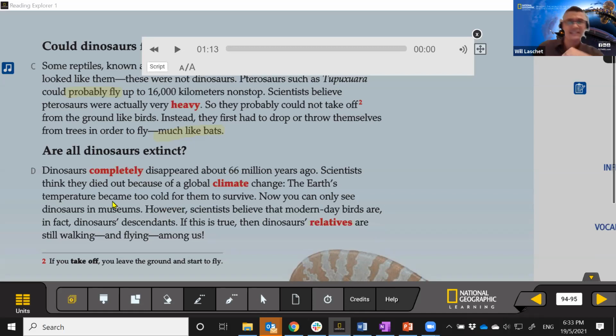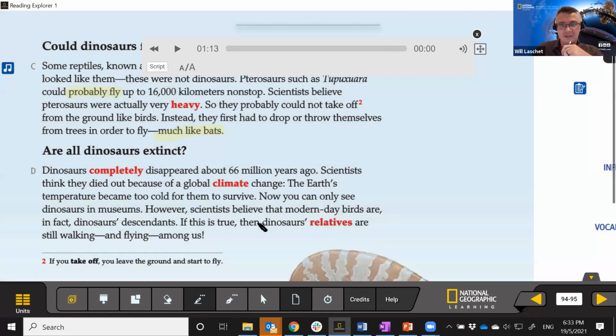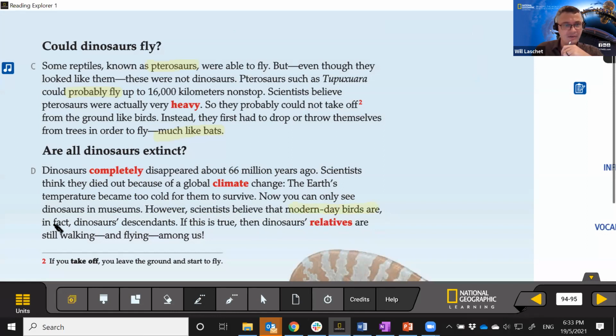Okay, so let's get back to this. So are they extinct? Well, if we look at the bottom, it says scientists believe that modern day birds are in fact dinosaurs' descendants. Okay, let me see if I can get my pen working here. Oh, I need to first close this. Okay, here, modern day birds are in fact dinosaurs' descendants. So if this is true, it means that dinosaurs' relatives are still walking and flying among us.